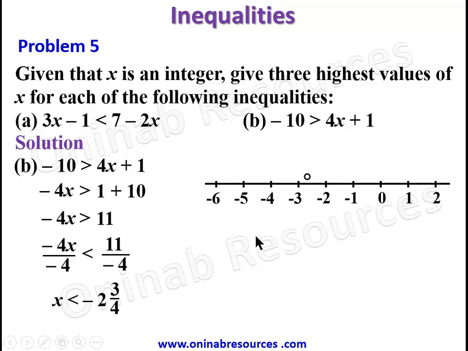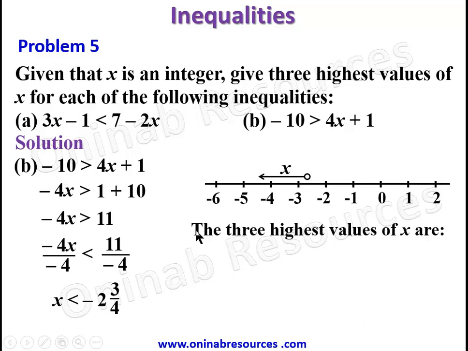Since the inequality is less than, our arrow will be pointing to the left, and the integer values of x here will be -3, -4, -5, -6, -7 and so on. Since we are interested in the three highest values of x, we will now have them as -3, -4 and -5. So that is the end of solution of problem 5, and this is the end of this tutorial.